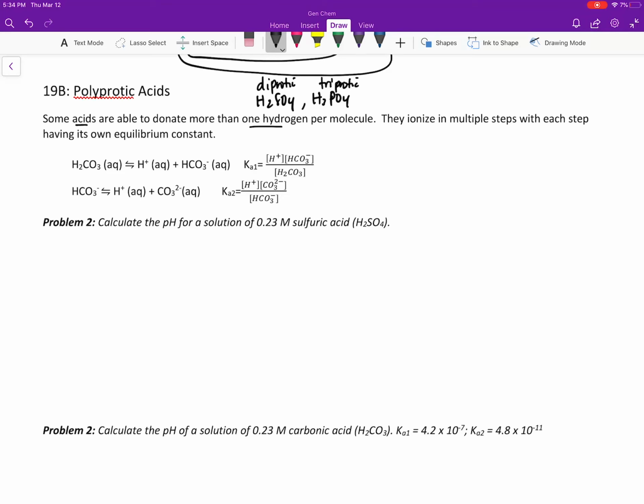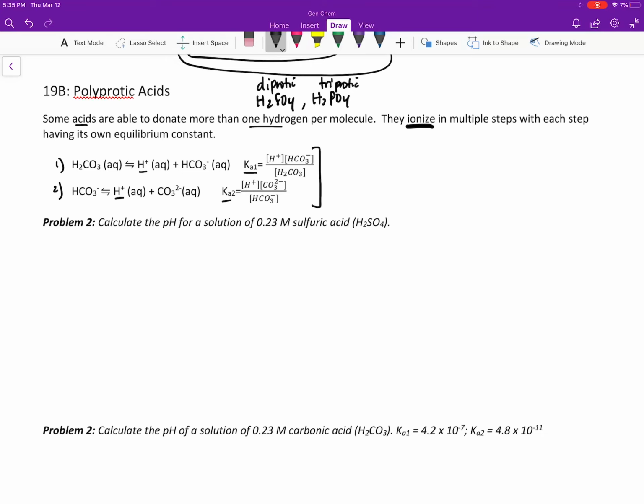Okay. So what we know is that these acids are going to ionize in multiple steps, losing one proton at a time, and because they're going to lose one proton at a time, they're going to have their own unique Ka values, Ka1 and Ka2, to show which step we're on. Okay, so if we look at H2CO3, this is carbonic acid.